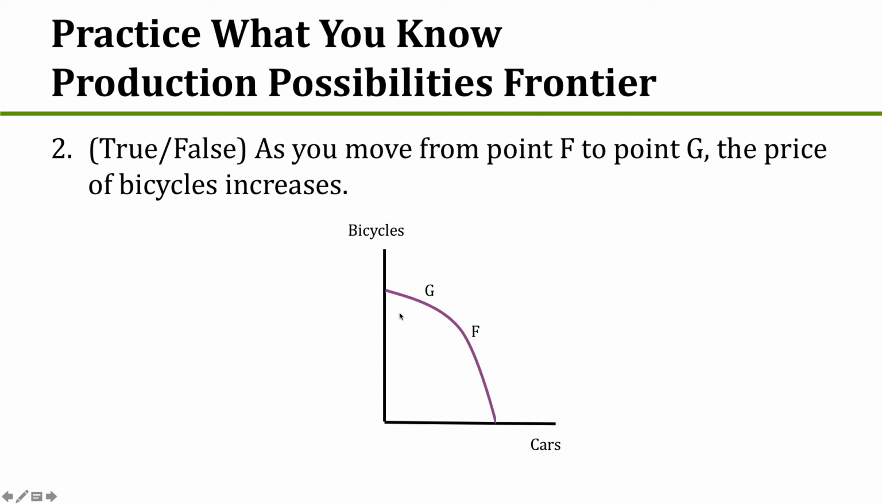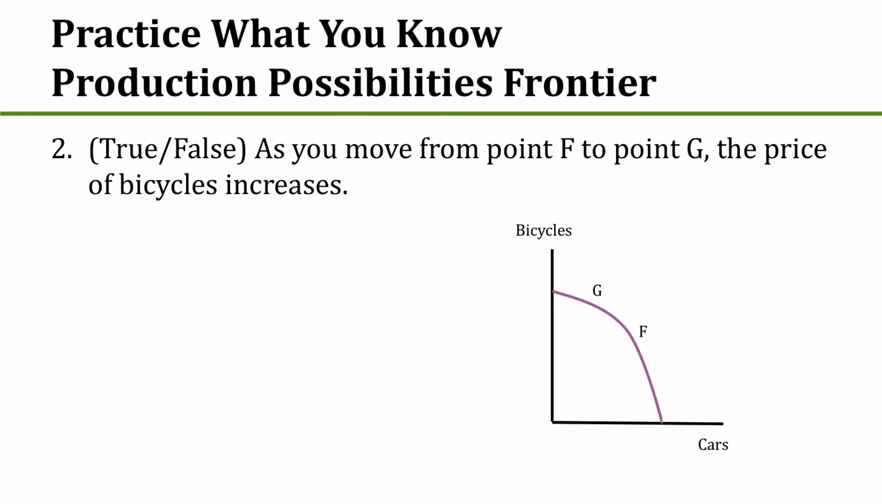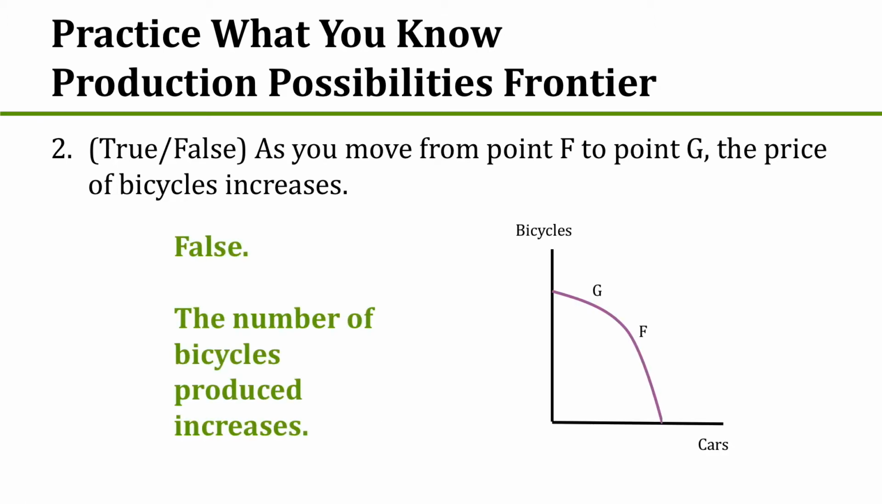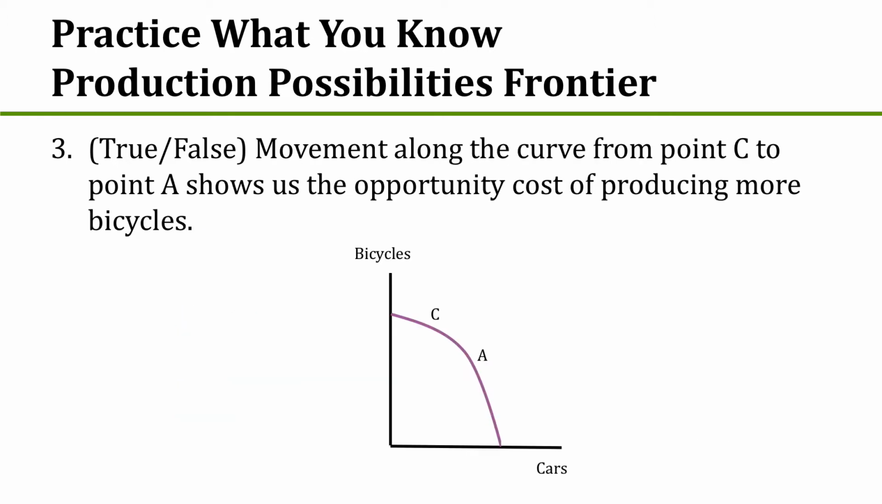Since we are producing more of bicycles and less of cars, we will of course use the law of increasing relative cost, and we will say when we move from F to G, producing one more bicycle is always increasing. As a result, this sentence is also false.